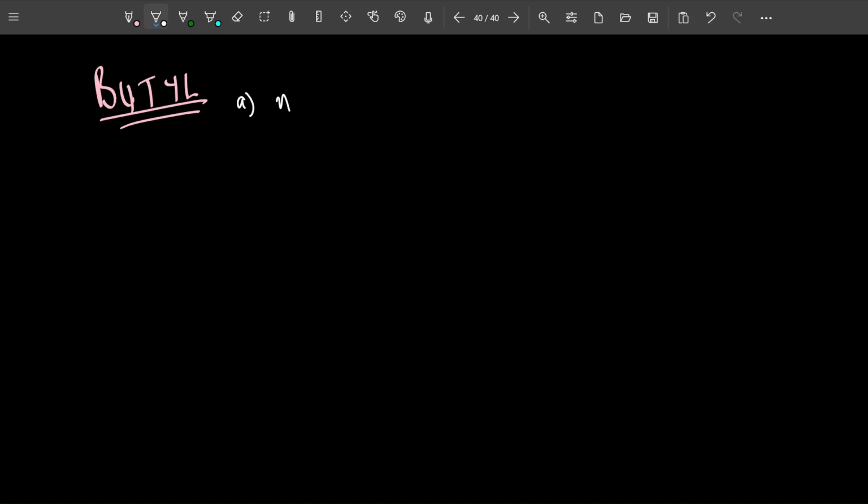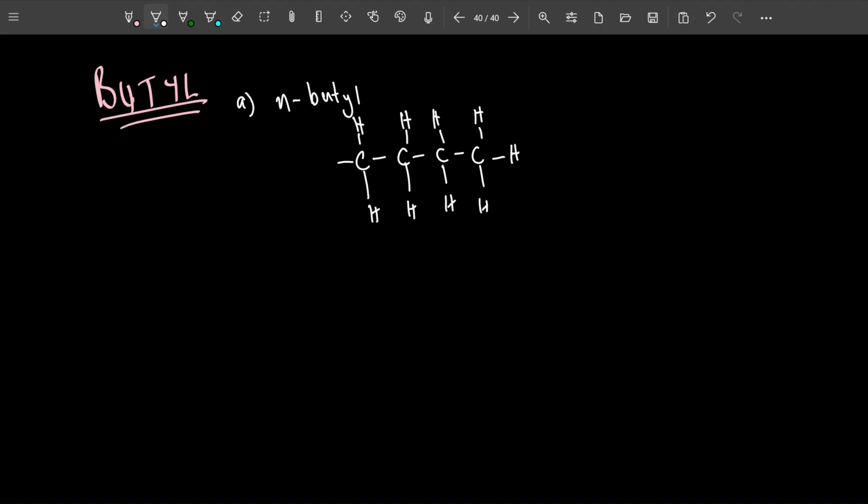First one is going to be the N-butyl, which is the normal butyl that comes from butane, and we just remove a hydrogen at the end. That is going to be our N-butyl. So how is it going to be? 1, 2, 3, 4. Then we just remove a hydrogen at the end. We can leave it blank. We put the hydrogens like that. This is going to be your N-butyl, or your normal butyl.